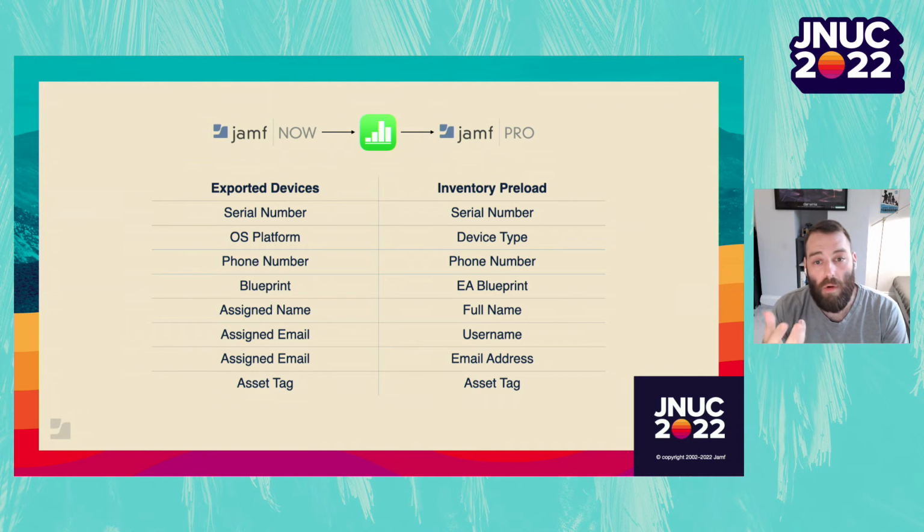Then when devices enroll into Jamf Pro, they will consult this CSV table and pull information from there to put into the Jamf Pro database. A couple of things to call out in this table. The OS platform will translate from iOS or iPadOS across to mobile device, our term for those in Jamf Pro. For a computer, we've got macOS, which would translate over to computer.